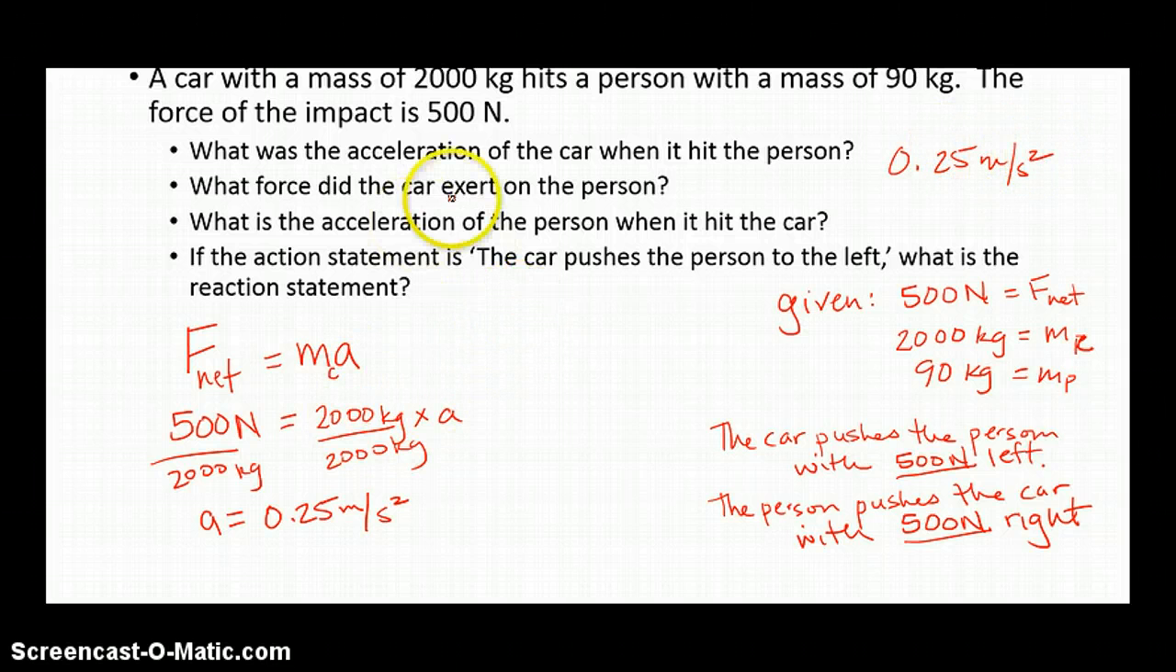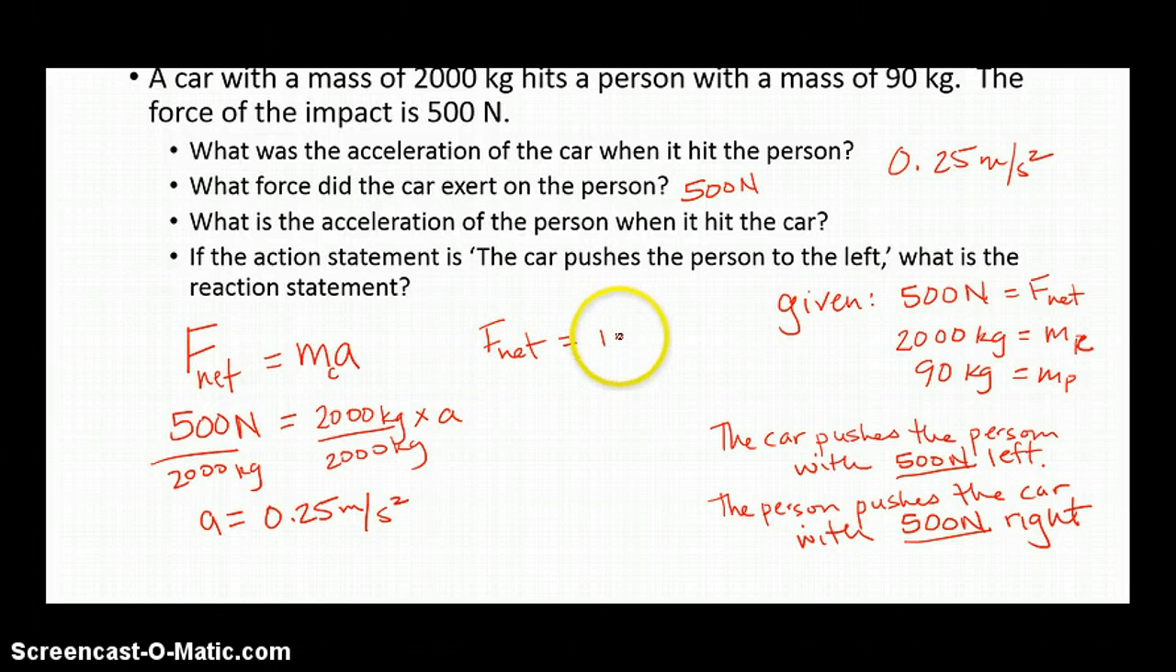Now on the other hand, what force did the car exert on the person? We know that it has to be equal, so 500 newtons. The car exerts 500 newtons of force on the person, and the person exerts 500 newtons of force on the car. What is the acceleration of the person when he hits? It's the same formula that we used before.